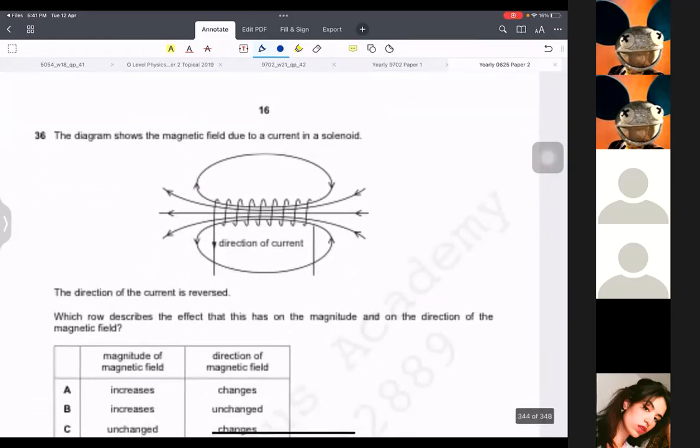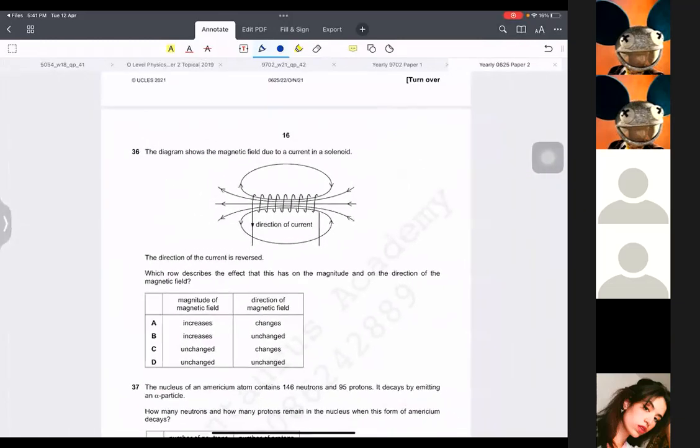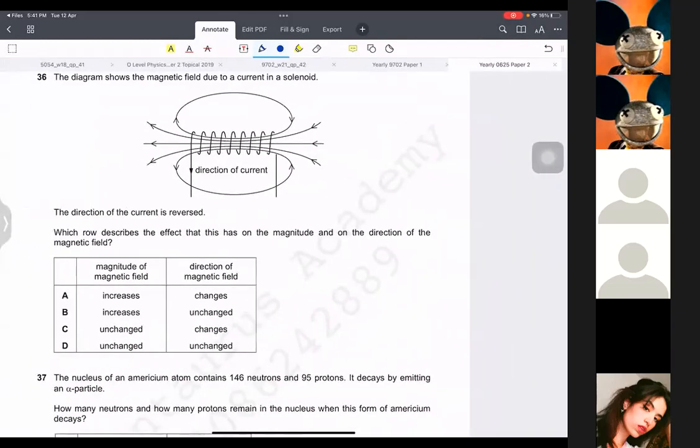The diagram shows the magnetic field due to current in a solenoid. The direction of current is reversed. Which describes the effect on the magnitude and direction of the magnetic field? If the direction of current is reversed, the magnitude shouldn't be affected, right? So it is unchanged, and the direction of the magnetic field changes because the current is reversed. C should be the correct answer.